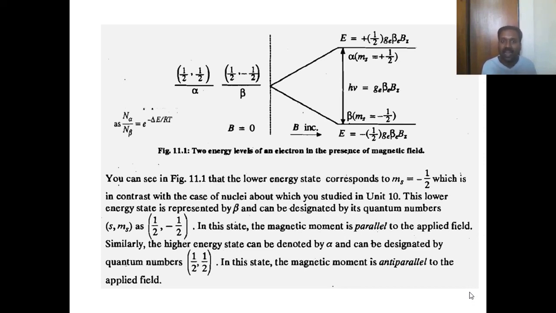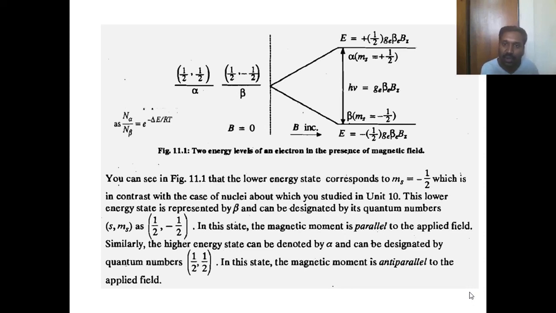Please remember that we can designate these states by alpha and beta symbols. Beta state is the one which has m_s equal to minus half, alpha state plus half. And why has the beta state decreased in energy whereas the alpha state increased in energy? The higher energy state is denoted by alpha, which is aligned parallel to the applied magnetic field, whereas the beta state is aligned anti-parallel to the external magnetic field.